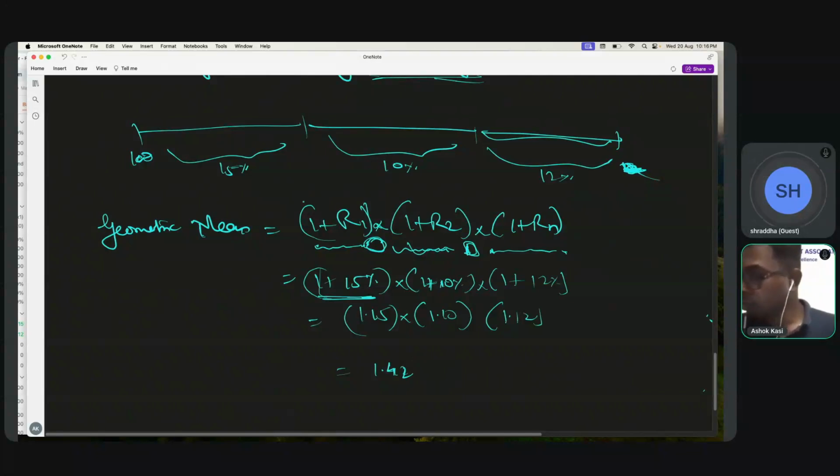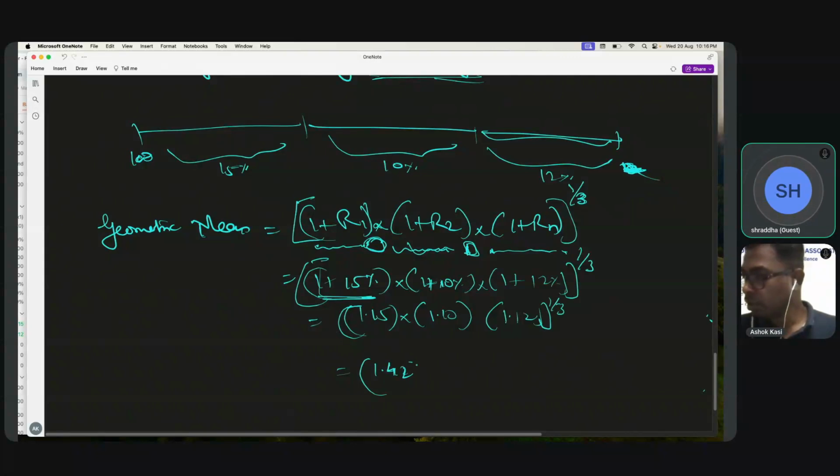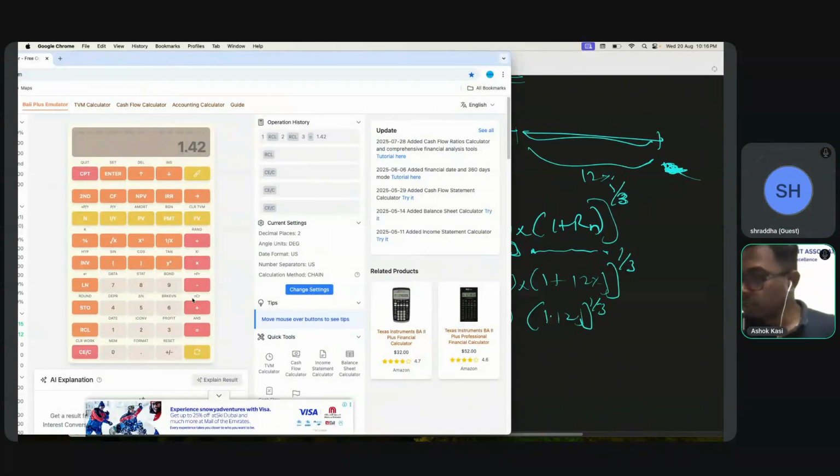So what will I do now? In this formula I will make one adjustment. I will shrink the 3 years to 1. So 1 by 3, 1 by 3. This I will keep as, let's say, store 8. Anywhere you can store, I have done store 8. And then 1 divided by 3 equal to this, I will keep as store 9.